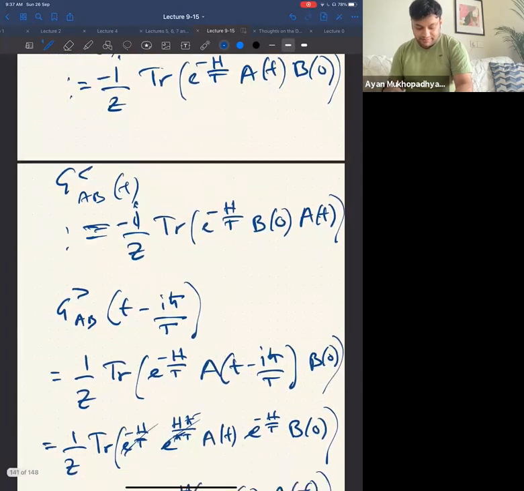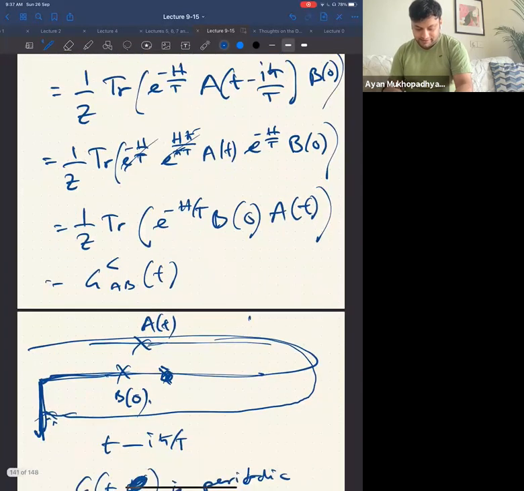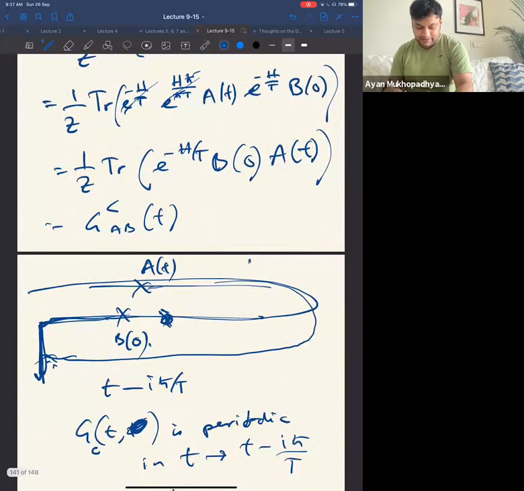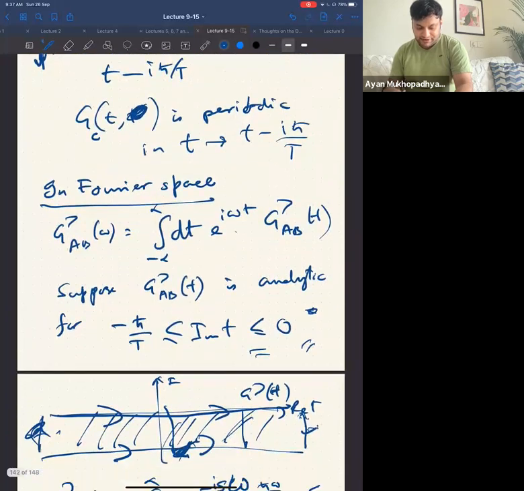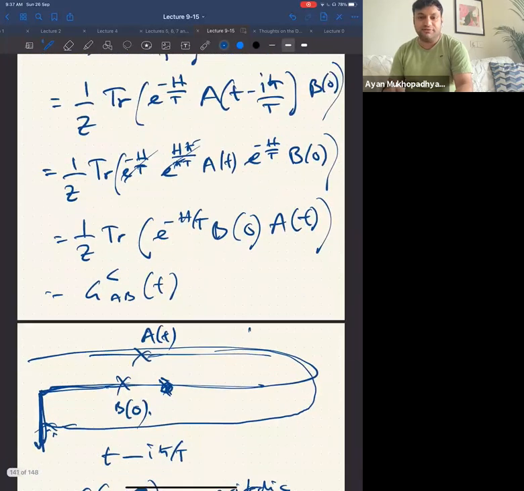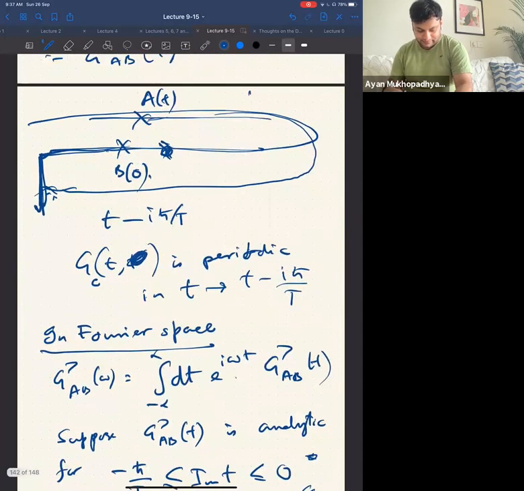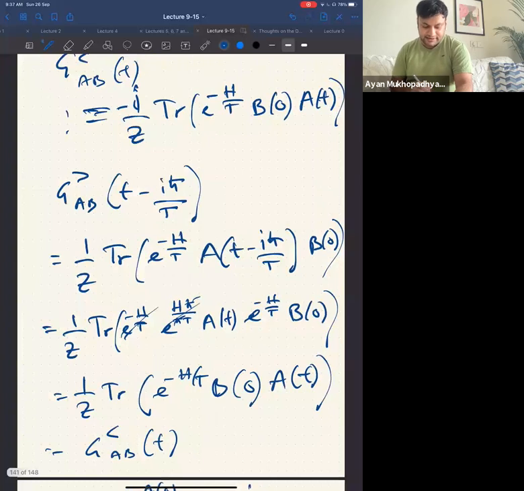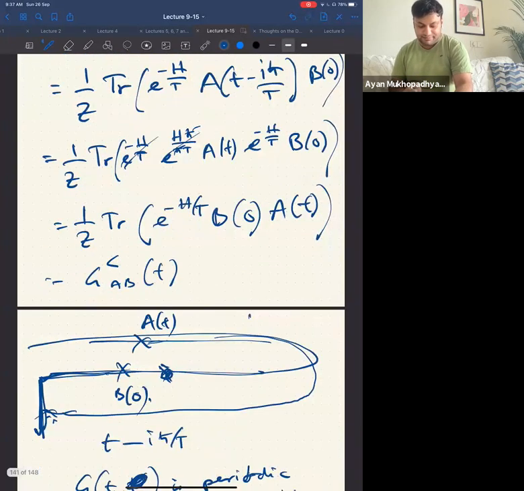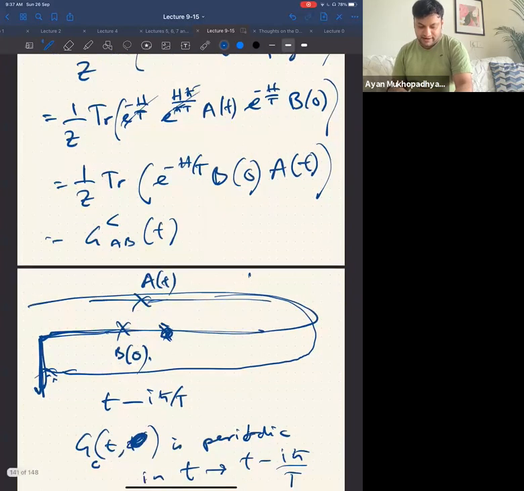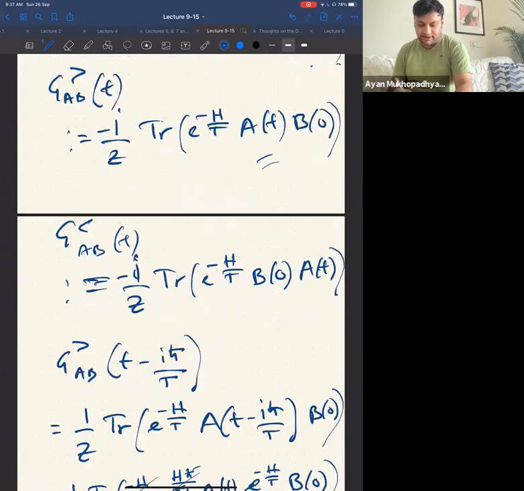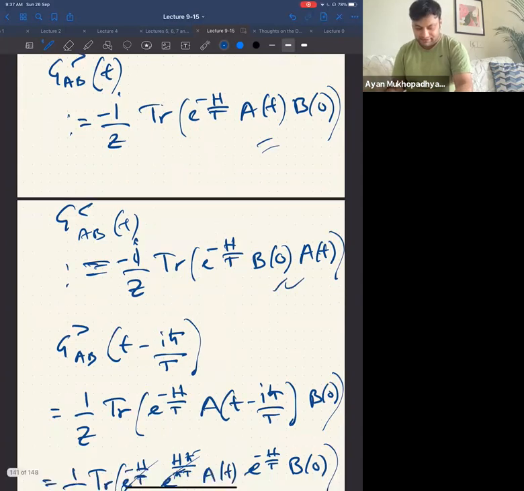And then I showed this beautiful relation, which is the origin of all the fluctuation dissipation relations: that G greater AB of t minus i h bar beta gives you G less AB of t, okay? Where G greater and G less are simply defined as we did earlier, right?